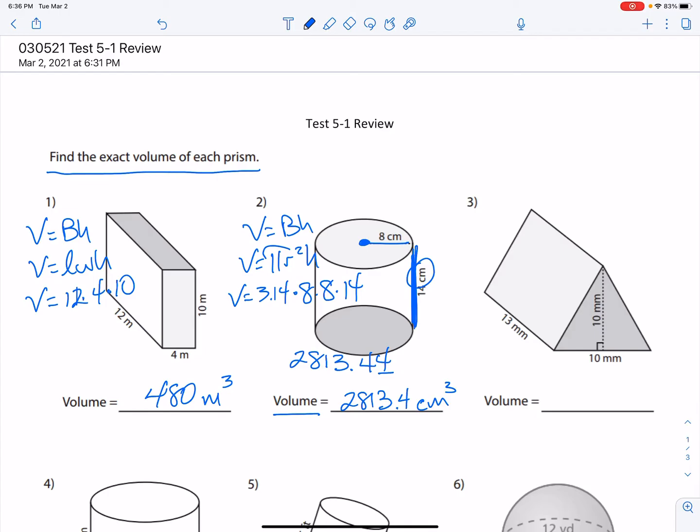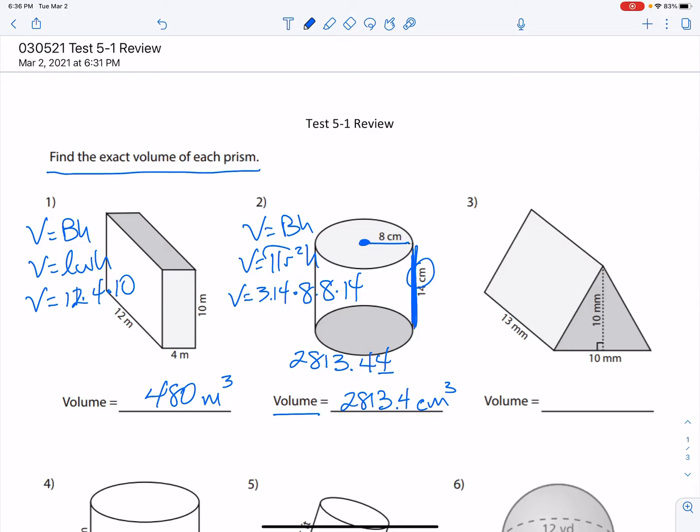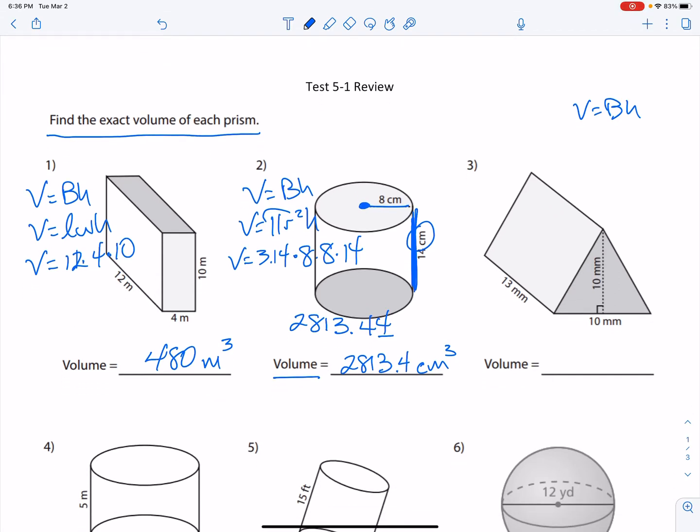Number 3 looks like a tent. This one is actually a triangular prism. Again, same formula, volume is equal to capital BH. But in this particular case, our base is a triangle. If you remember correctly, we had two formulas for this. Volume is equal to base times height divided by 2, which is just the triangle part, times the distance between the two bases, which is what that height is. Or the alternate formula you can use is volume is equal to length times width times height divided by 2.